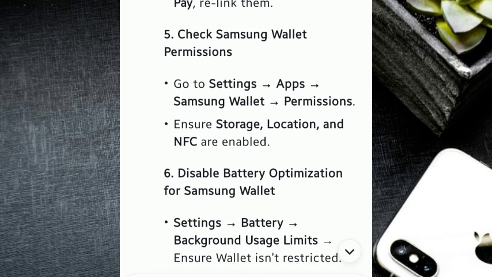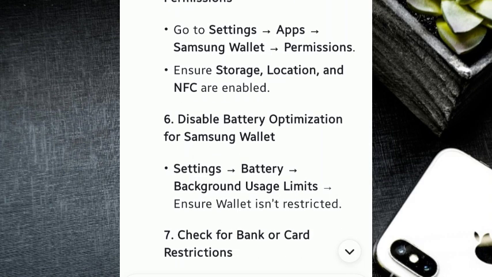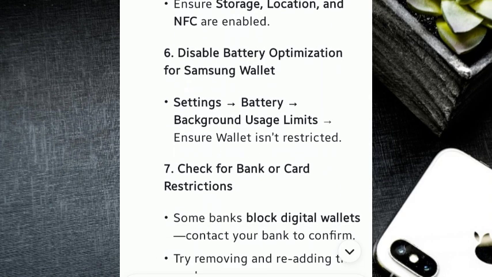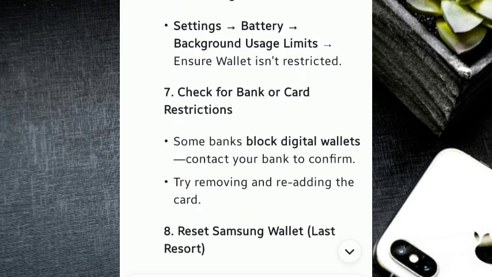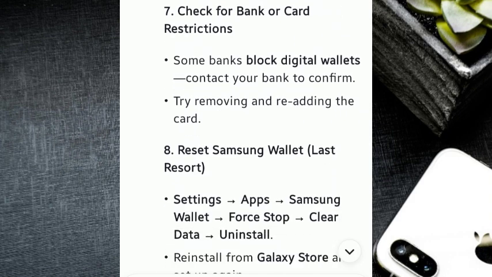Step 6 is to disable battery optimization for Samsung Wallet. To do this, go to settings, tap on battery, tap on background usage limits. Here, ensure Wallet isn't restricted. Step 7 is to check for bank or card restrictions. Some banks block digital wallets, so you need to contact your bank to confirm, and they can try removing and re-adding the card. Step 8, you can reset Samsung Wallet as a last resort.